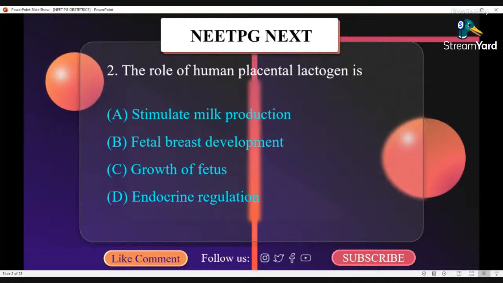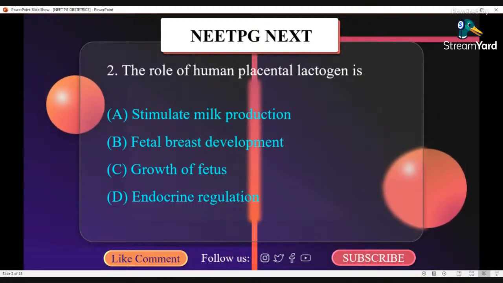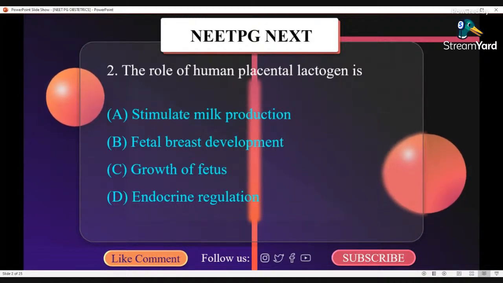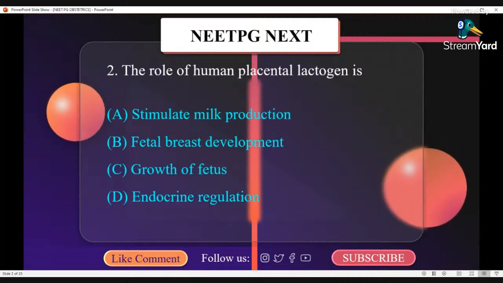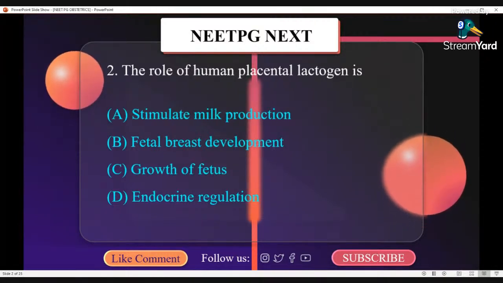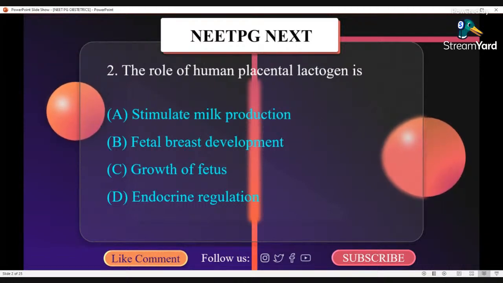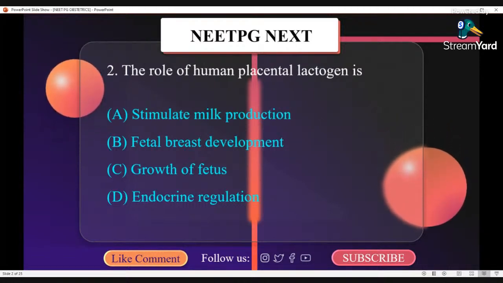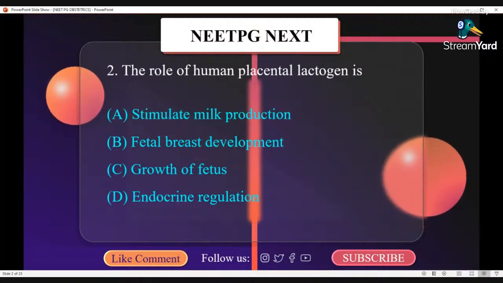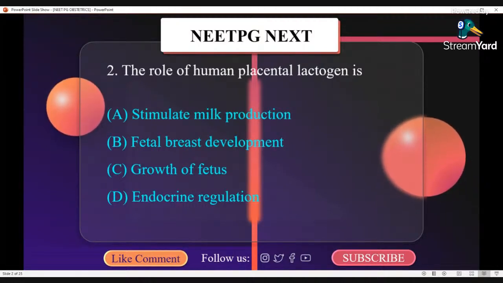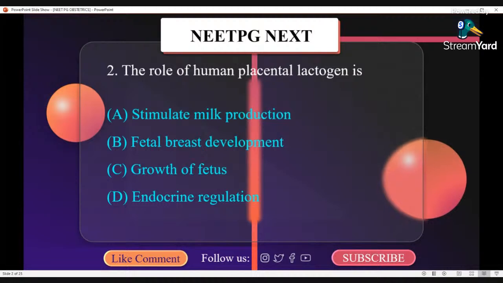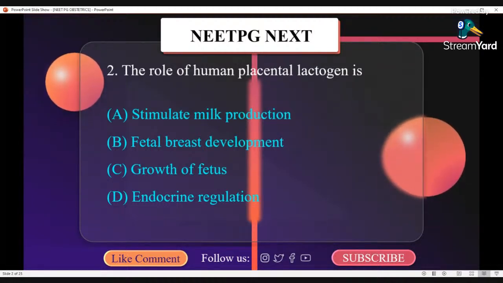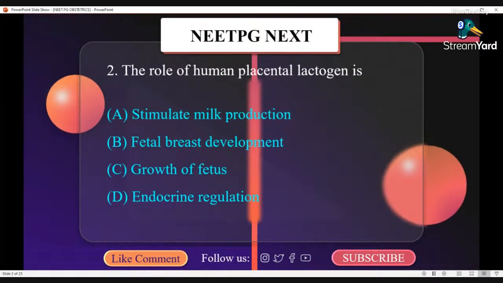provides the fetal nutrition. It provides the fetal nutrition by antagonizing the action of insulin in the maternal circulation. Number two, this HPL is angiogenic; angio means blood vessels. So there is an increase in fetal vasculature due to human placental lactogen. Then there is growth of breast for lactation. So there is growth in the maternal breast for lactation. So the correct answer here is growth of fetus.